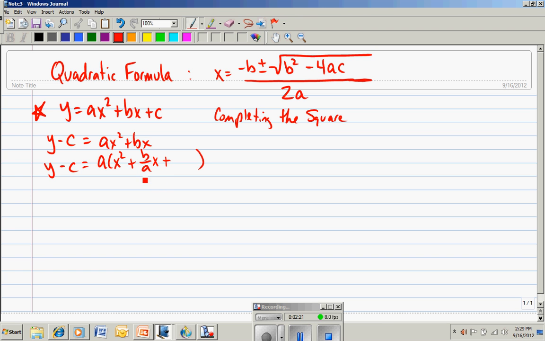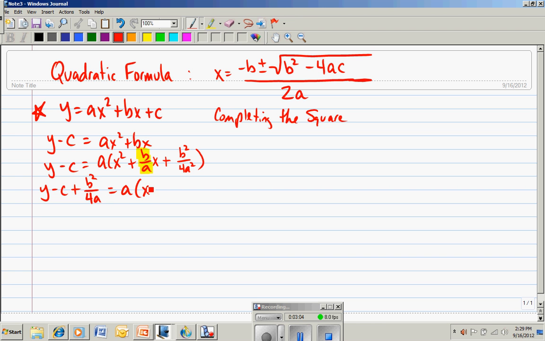So the most important part of completing the square is to take this middle term here. We take half of it, which would be b over 2a, and we square it, which is b squared over 4a squared. Again, half of b over a is b over 2a, and if we square the top, we get b squared, and if we square the 2a in the bottom, we get 4a squared. Now I can't just add that to one side, I actually have to add that to both sides. So I have to add a times b squared over 4a squared, which is actually b squared over 4a.